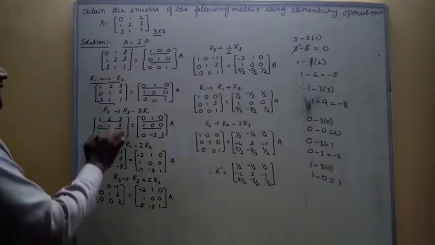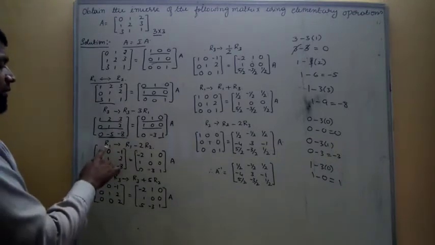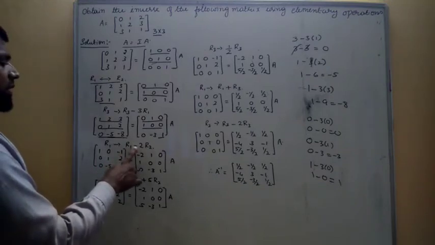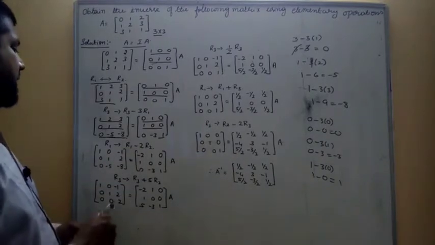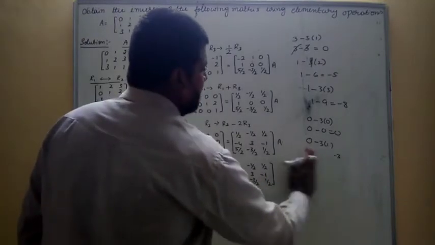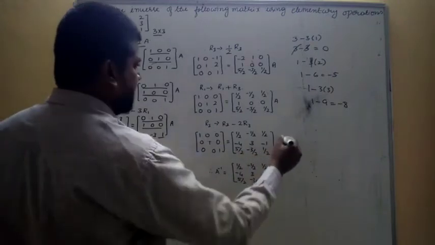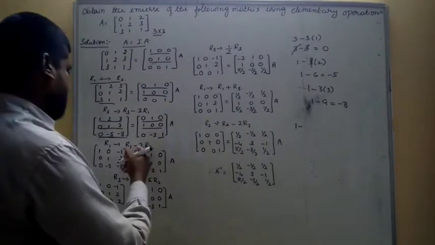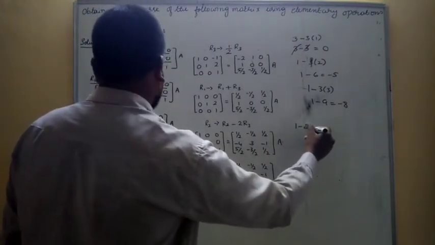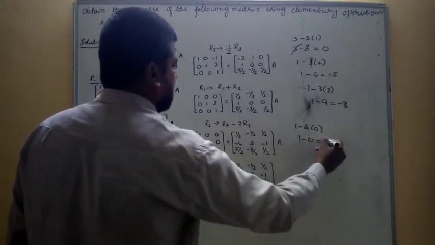So let us change the first row. First row changes to R1 minus 2R2. Row 1 changes to row 1 minus 2R2. So here we have to change the row 1. So row 1 element, first element is 1, minus 2R2. 2R2 means 2 into 0. Then what will we get? 1 minus 0 is equal to 1.